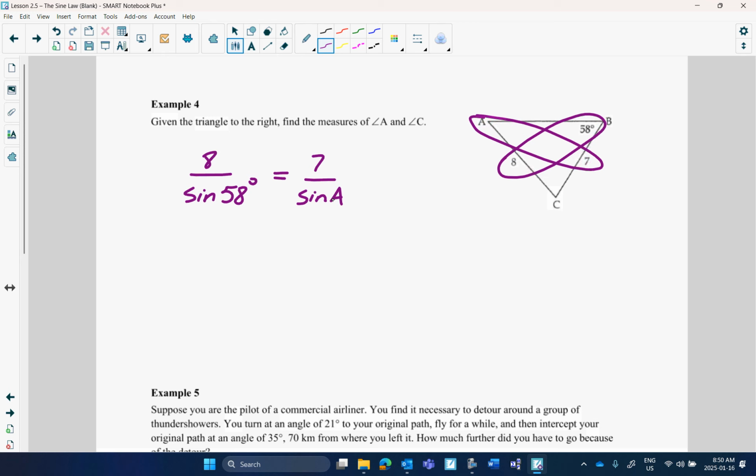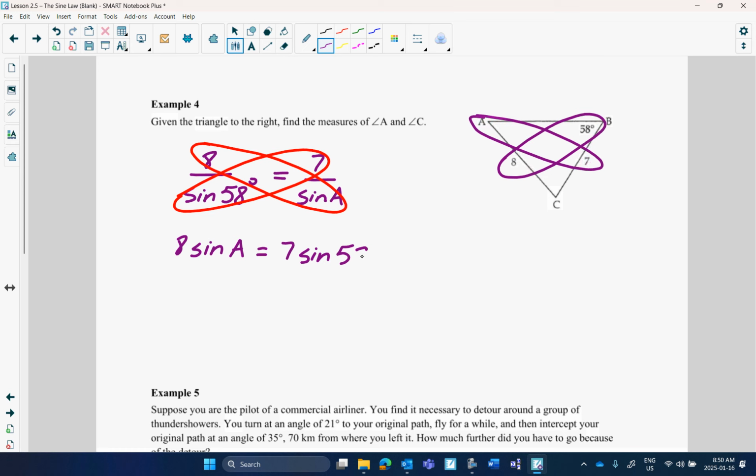And now we're going to algebra. So cross multiply to get rid of the fractions. And I get 8 times the sine of A equals 7 times the sine of 58 degrees.